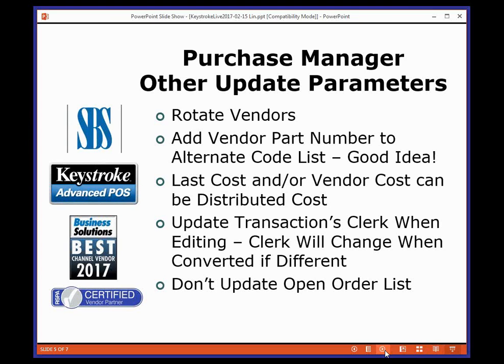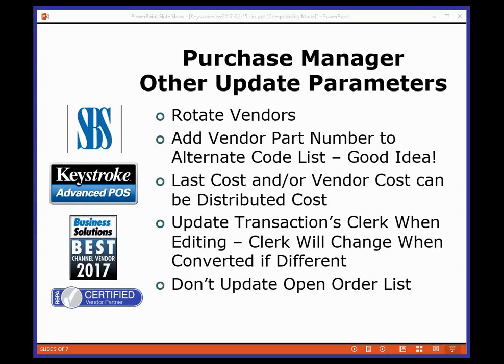Some other parameters that you can update in Purchase Manager include rotating the vendors. In Keystroke POS and Advanced, you can have up to 4 vendors per item. And what rotate vendors means is the last vendor you purchased it from happens to be the top one in the list.